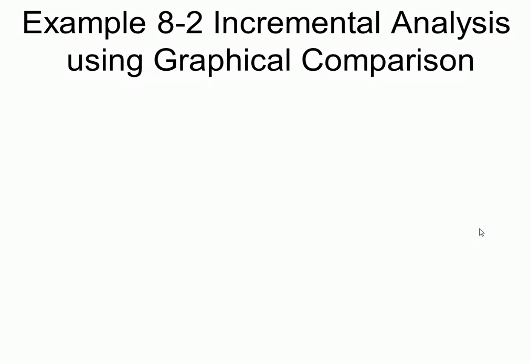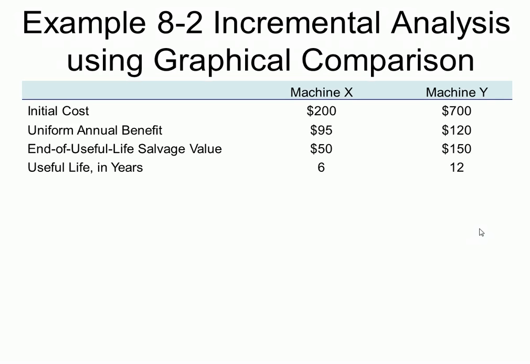So now let's take a look at another example of incremental analysis using graphical comparison. Again, there's machine X versus machine Y. Notice that machine Y is a higher cost alternative with an initial cost of 700, versus the lower initial cost of machine X, which is 200. There is a uniform annual benefit, and also an end of useful life salvage value. And notice that these two machines have different useful lives in years.